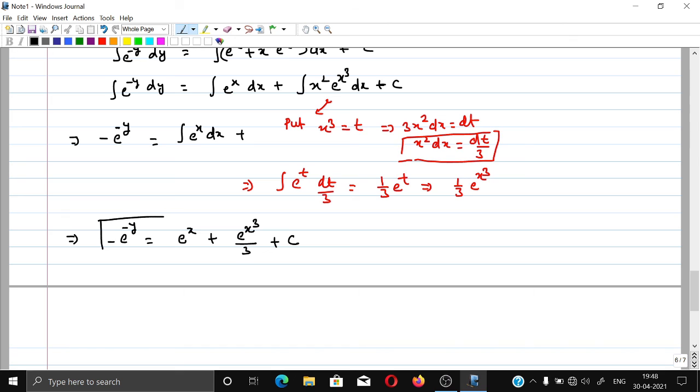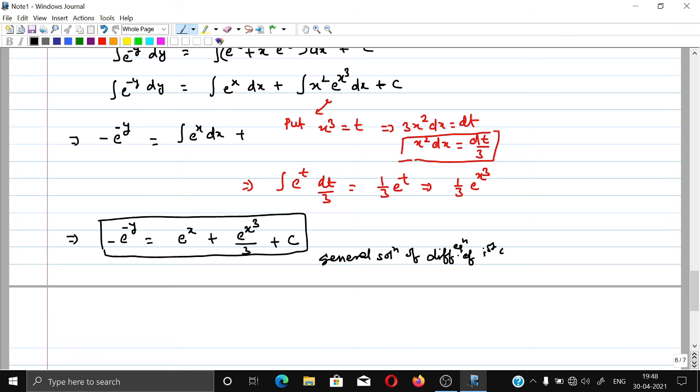This is our required general solution of the differential equation of first order and first degree. In this manner you can solve a differential equation of first order and first degree with the help of separation of variables.